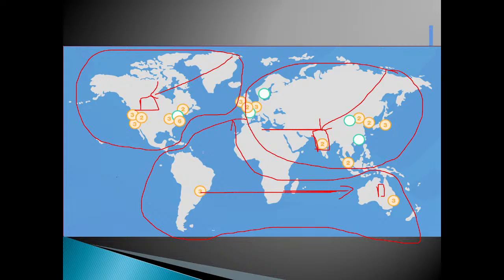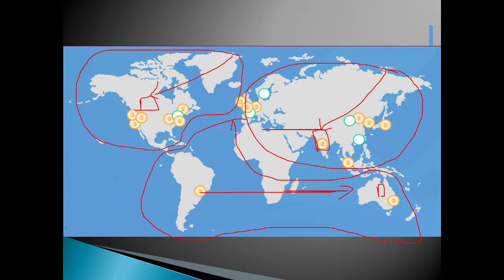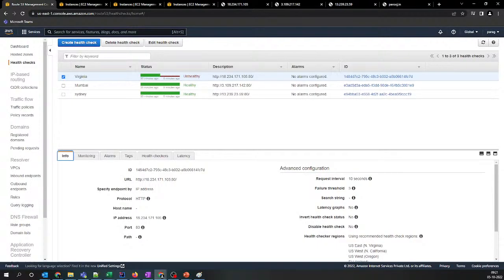So is it clear what geolocation is and how it is different from latency? Basically, I can specify which user in which region should be pointed to which machine. Now, can anybody give a real example where we are using this type of feature?